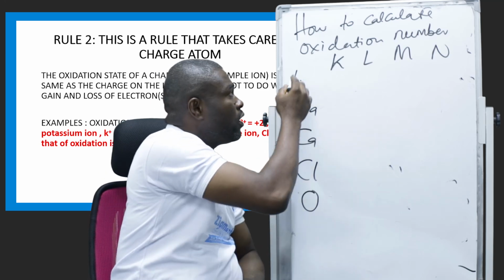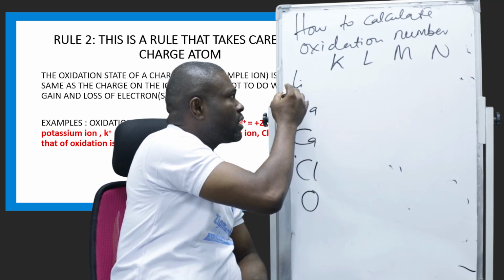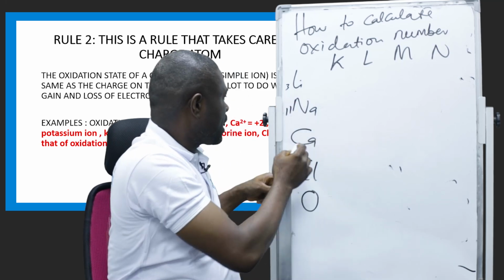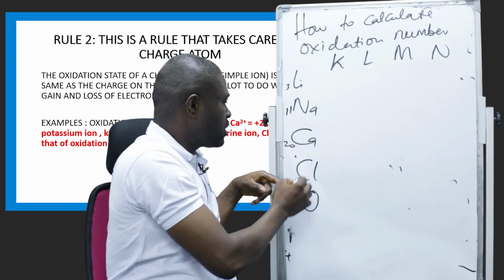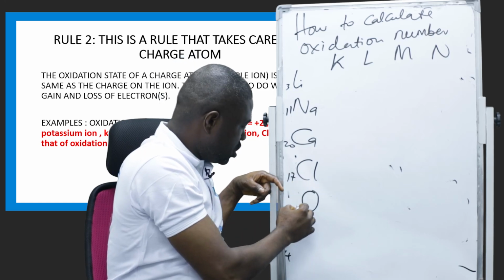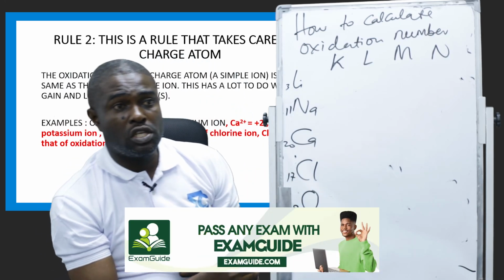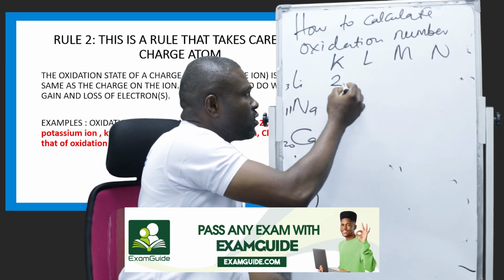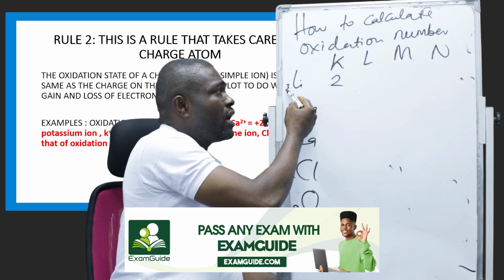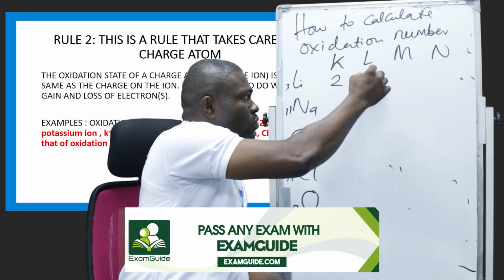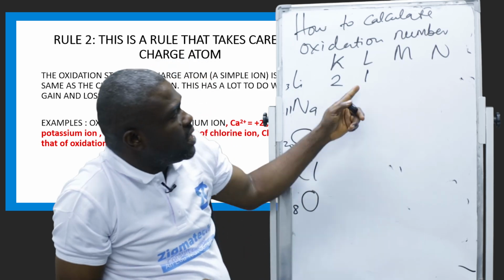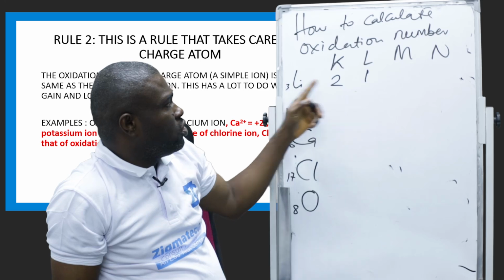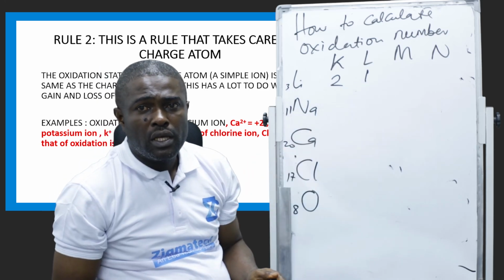What is the atomic number of lithium? Lithium is atomic number 3. Sodium is atomic number 11. Right? Calcium is atomic number what? 20. Chlorine 17. Oxygen 8. Now, let's distribute the electrons. K will not take more than 2. I have 2 electrons here coming from here. How many are remaining? I have 1 left, so that 1 will be here. Look at it. How many electrons do you think we have in the last shell for lithium? Is 1.